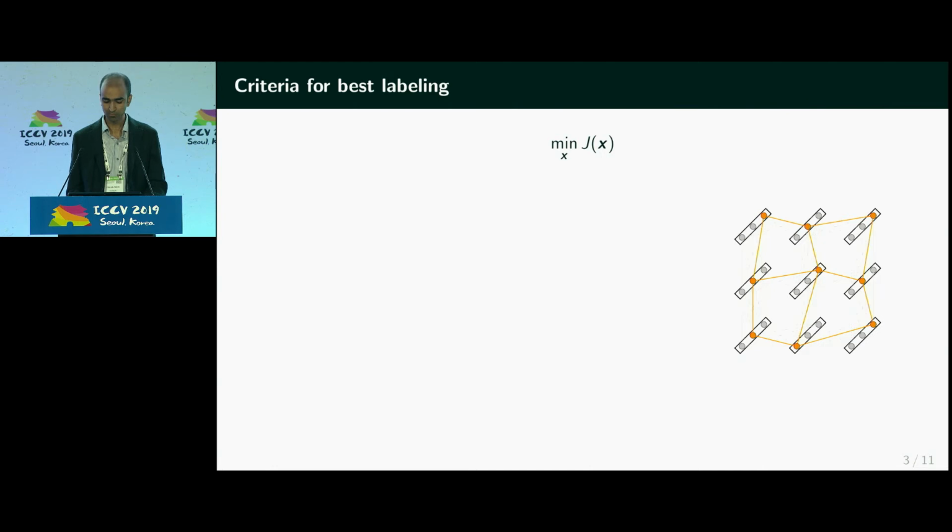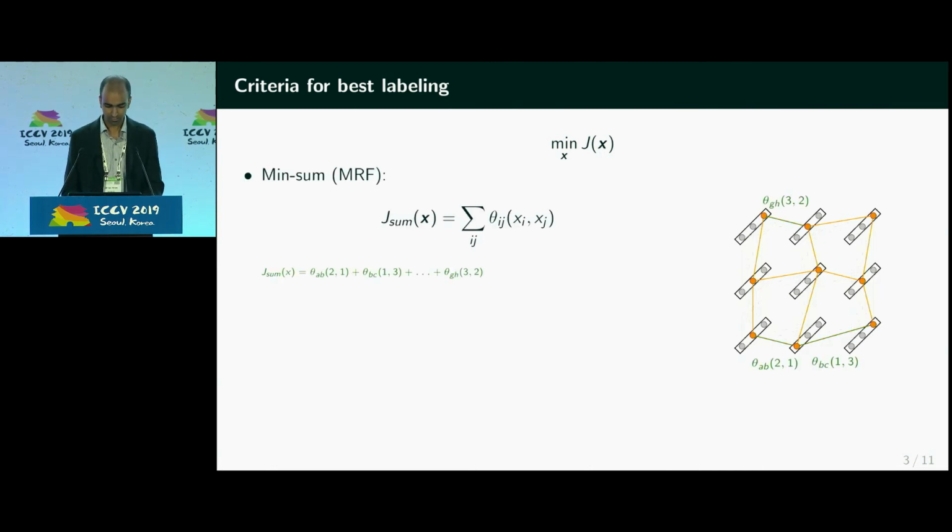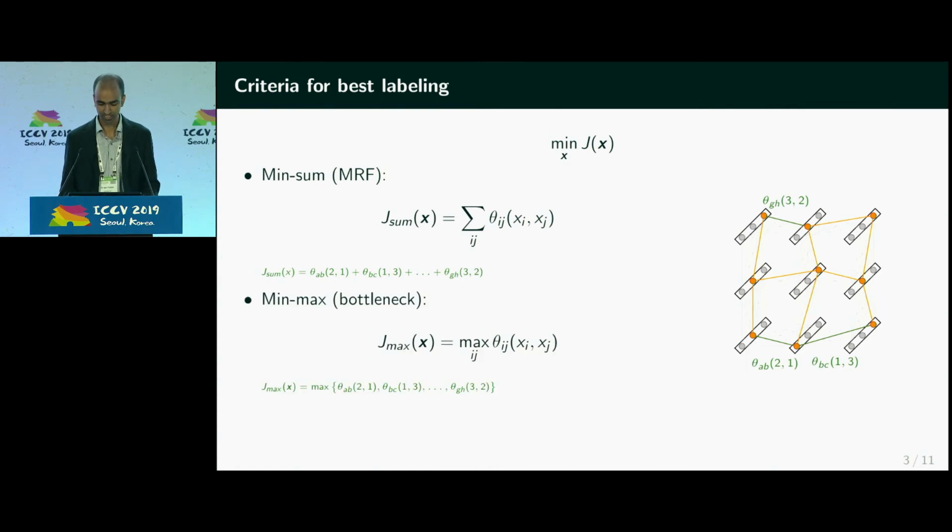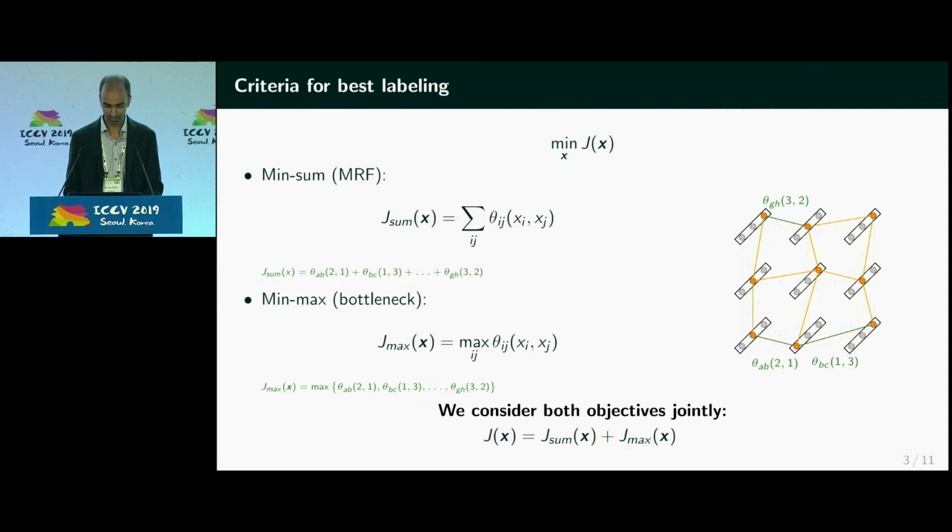The best possible labeling can then be found by specifying a criterion and minimizing it. One such widely used criterion is to represent the cost of a labeling by summing the energies of the individual factors, which is the popular framework of MAP estimation in Markov random fields. Another criterion, which we call the bottleneck objective, is to model the cost by its weakest link by taking the maximum over factor potentials. In this work, we consider both criteria jointly as one optimization problem.